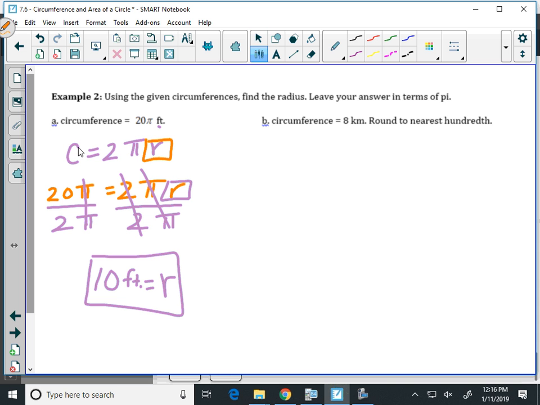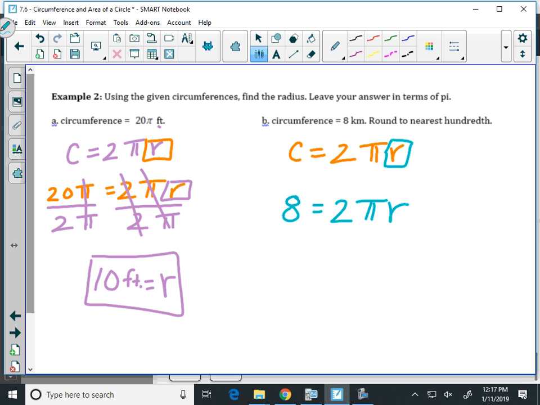If we take a look at B, it says the circumference is 8 kilometers. And it's telling us to round our answer to the nearest hundredth. Well, I'm given this circumference, so I'm going to write down the formula for circumference. And I'm trying to find the radius, so the radius can be the only variable in my problem. So we have to plug something in for C. What are we plugging in for C? 8. C represents circumference. The circumference is 8. So I'm going to plug in 8 for C.